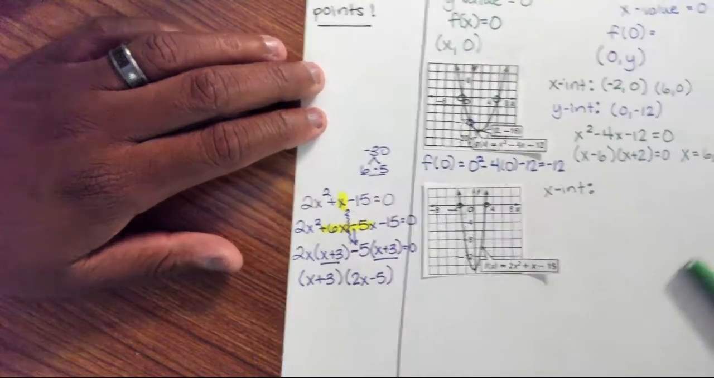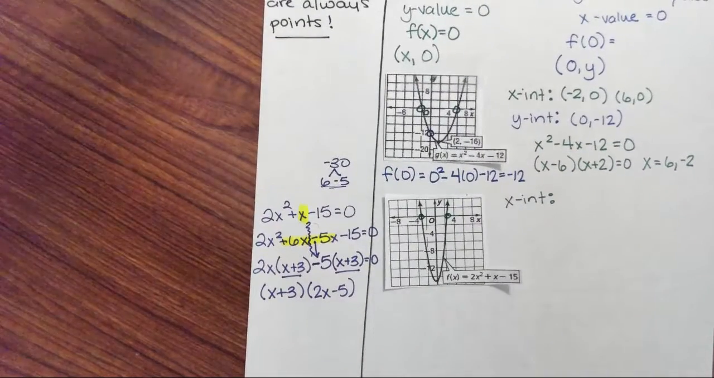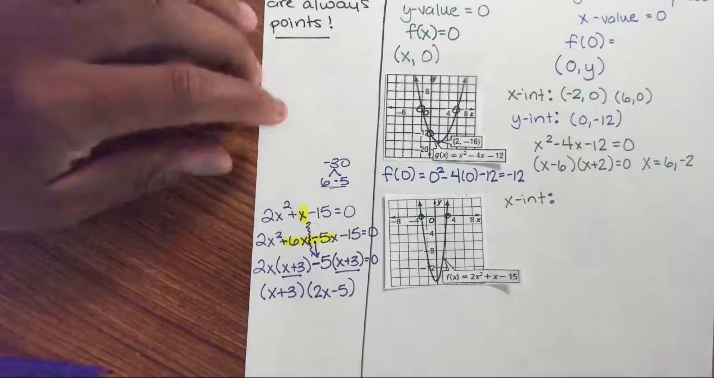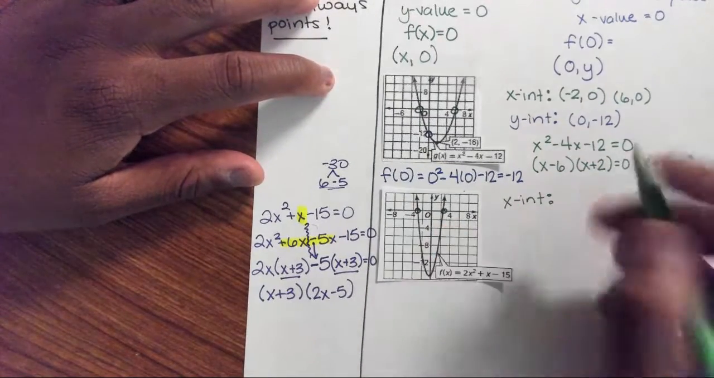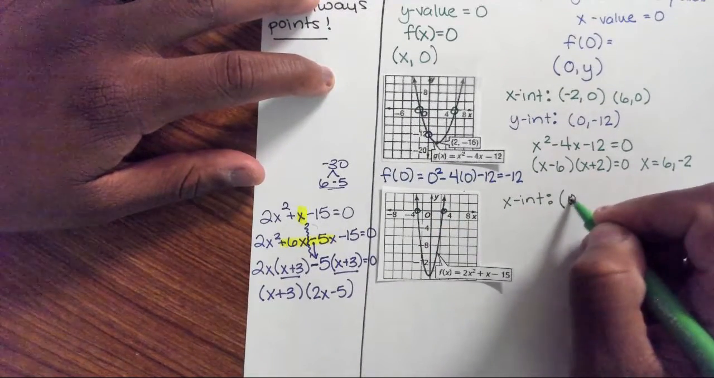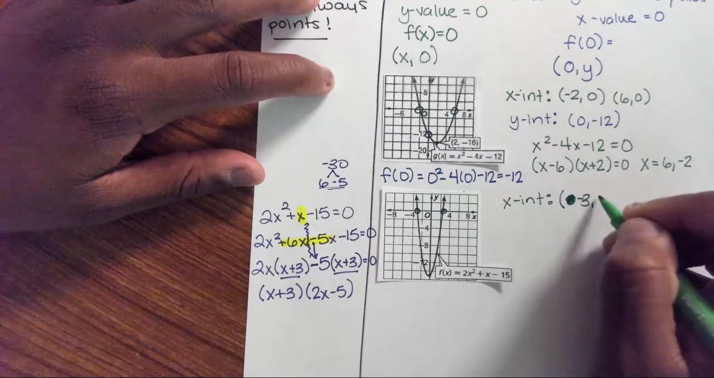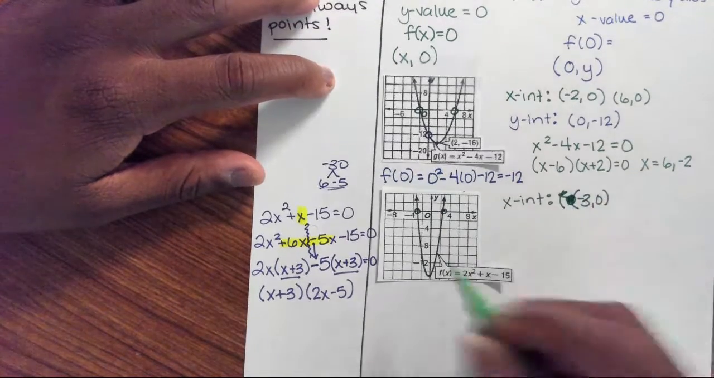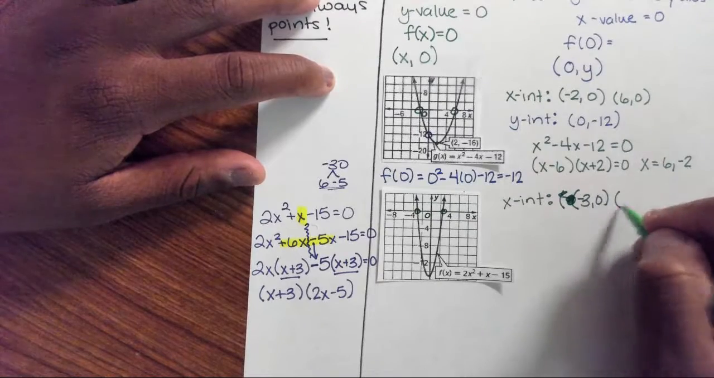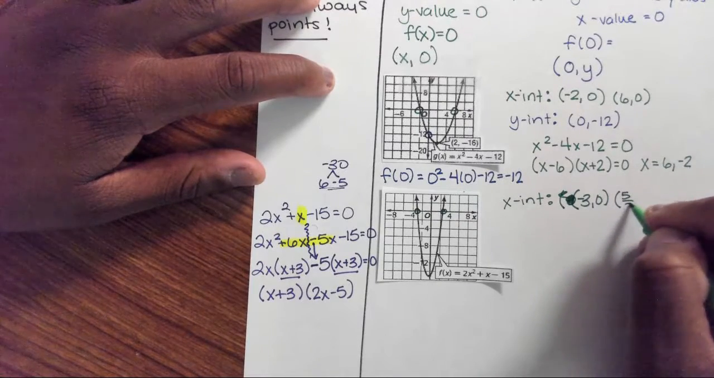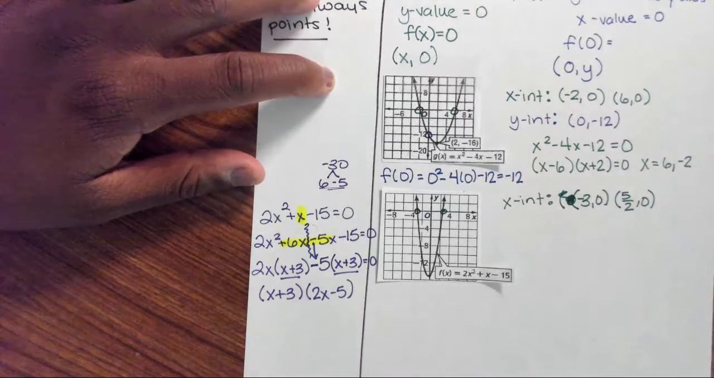I'm just not as visually talented as I said earlier. I can't see it like you guys can see it. So if you can see it, great job. Your x-intercepts are going to be, first one is negative 3, 0, which it looks like from the graph it is negative 3, 0, right? The other one's going to be 5 halves, 0, which also looks like this from the graph.